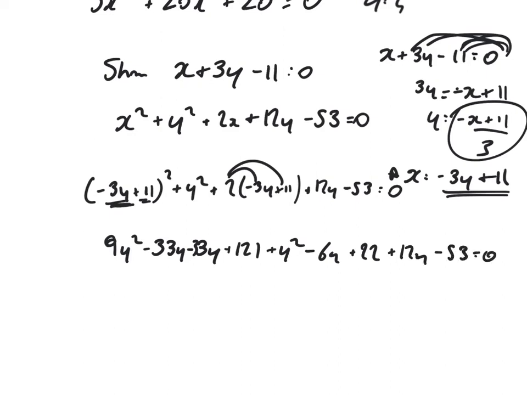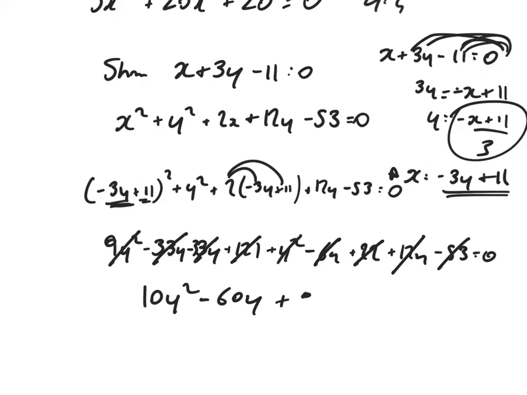I'm just going to tidy this up. So 9y squared plus y squared is 10y squared. Minus 33y minus 33y is minus 66y. Minus 6y is minus 72y. Plus 12y is minus 60y. I've then got 121 plus 22, which is 143. 143 take away 53 is then 90. And that's equal to 0.